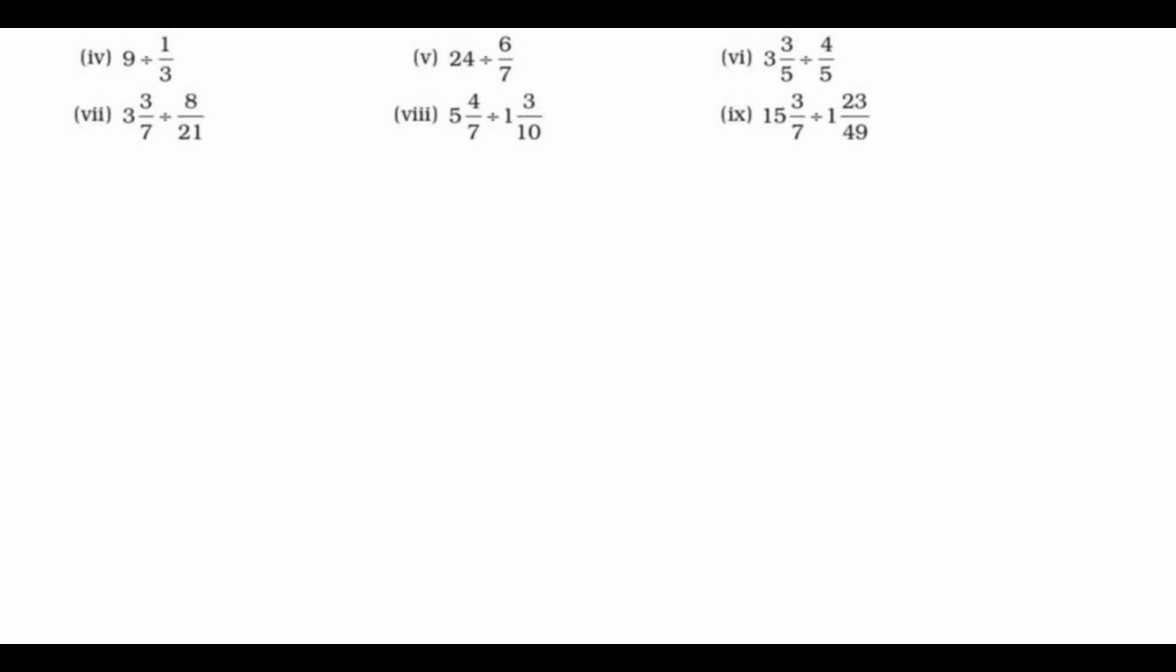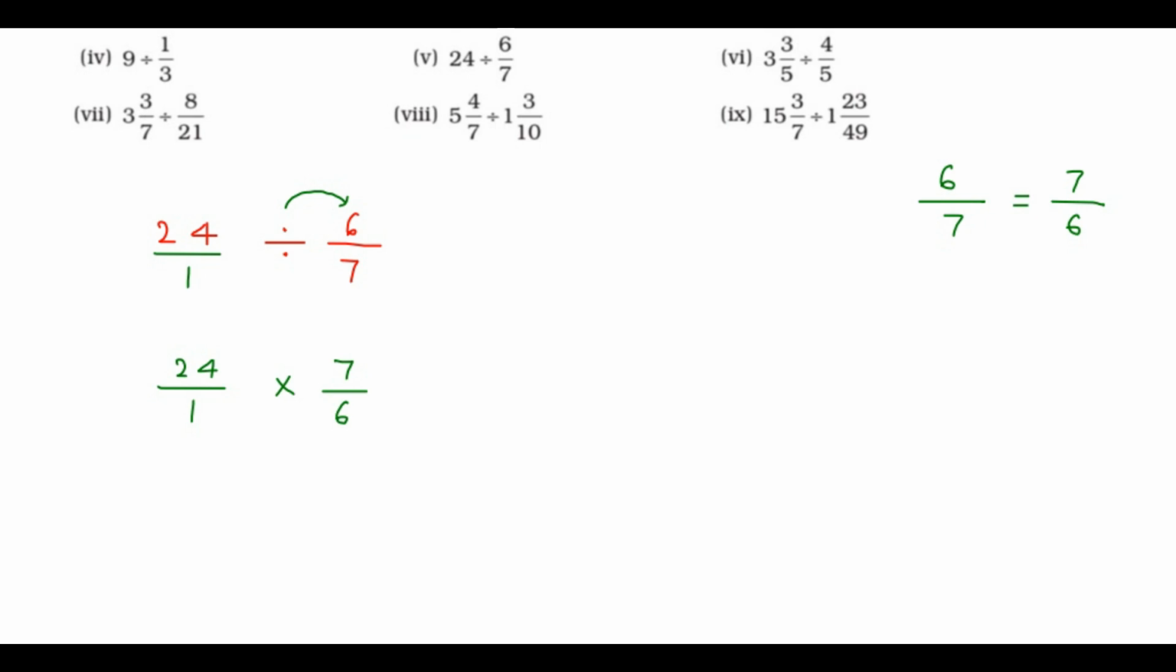Fifth example, 24 divided by 6/7. For the sake of convenience, place 1 in the denominator of 24. It will convert the whole number 24 to a fraction 24/1. Now let's operate this. Convert the division sign to multiplication and the fraction after the division sign, 6/7, will become reciprocal. Its reciprocal of 6/7 is 7/6. So here 6/7 becomes 7/6.